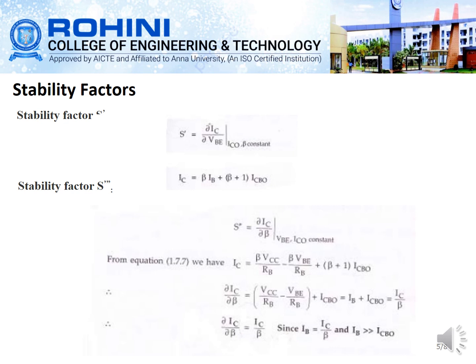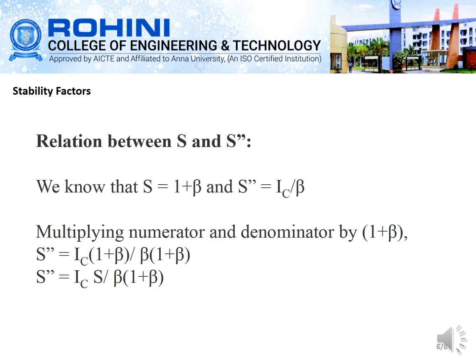Since we take IB is equal to IC by beta, which holds when IB is much greater than ICBO, we can substitute in this equation, so that dou IC divided by dou beta is given by VCC by RB minus VBE by RB plus ICBO plus IB equal to beta. And for the relationship between S and S double dash, we know that S is equal to 1 plus beta and S double dash is equal to IC by beta.